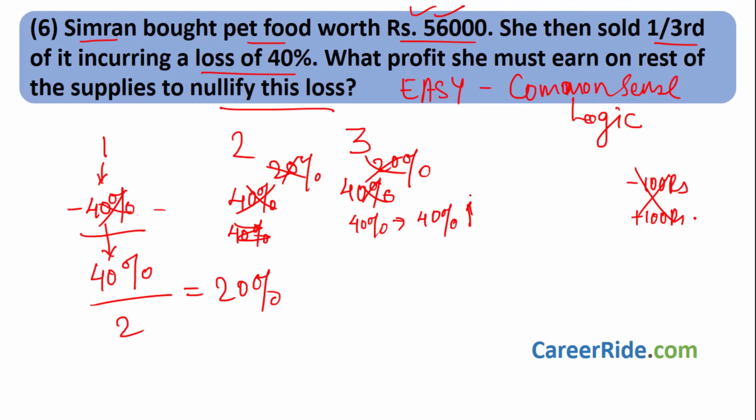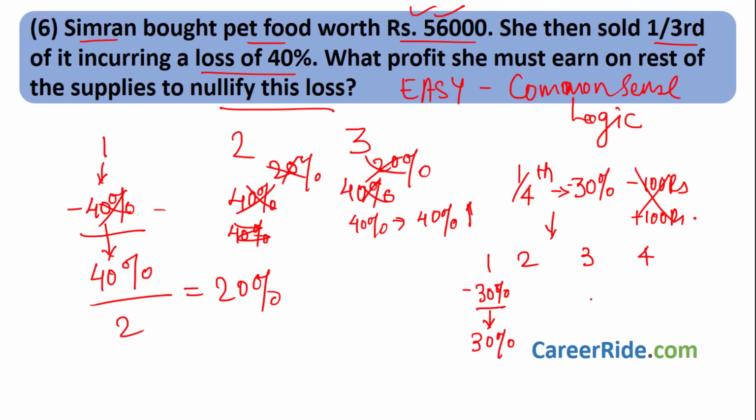Let's take another example going further. Say she sold 1/4 of it at a loss of 30%. Then what should she do to nullify this loss? Now 1/4 means she made 4 parts of the entire pet food and the first part she sold at a 30% loss. So how much do we want to nullify? We want to nullify 30%. How many parts are remaining? 3. Just divide by 3. That comes out to be 10%.